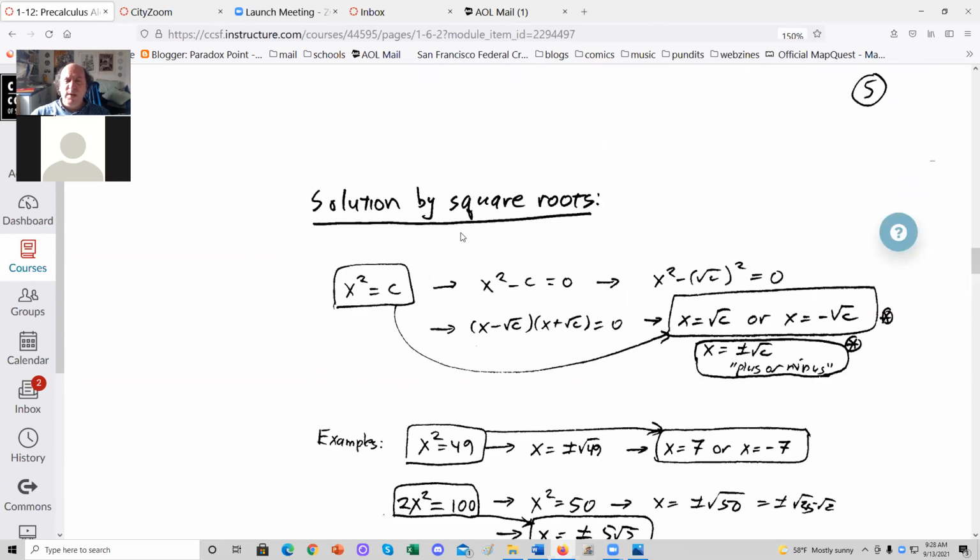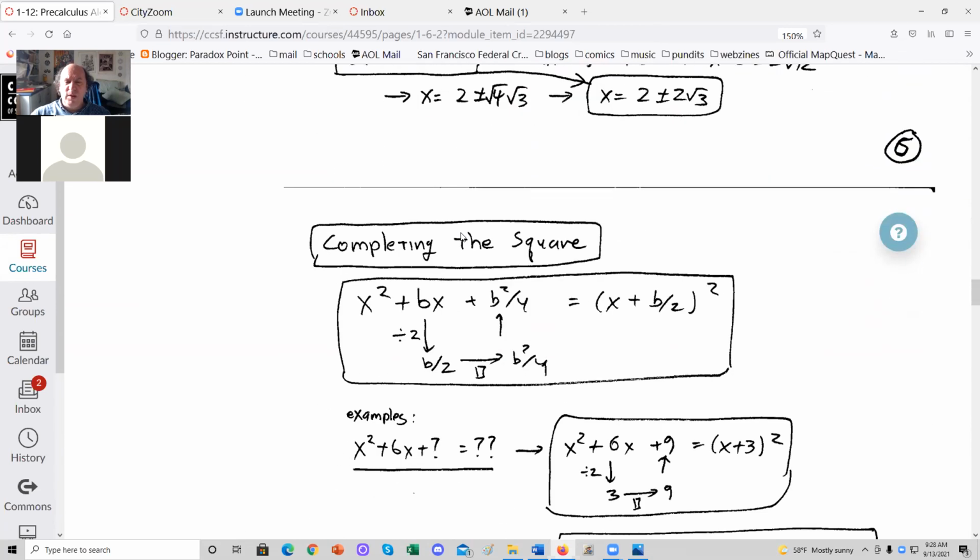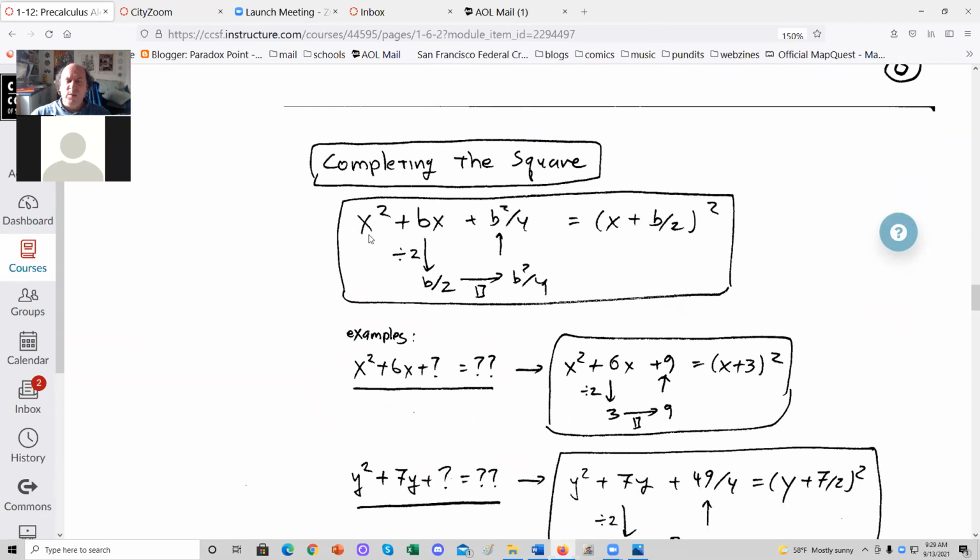All right. After solution by square roots comes completing the square. Given x squared plus bx, we want to know what term to add to make this a completed square. The trick is to divide this b by 2, b over 2, and square that, which is b squared over 4. Place that b squared over 4 here, and this b over 2 here.